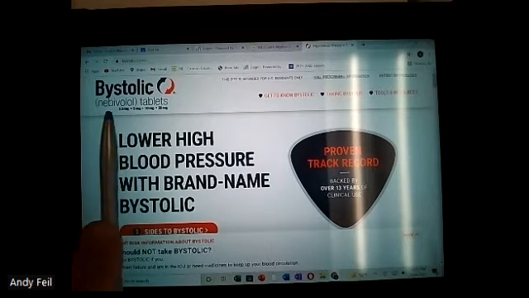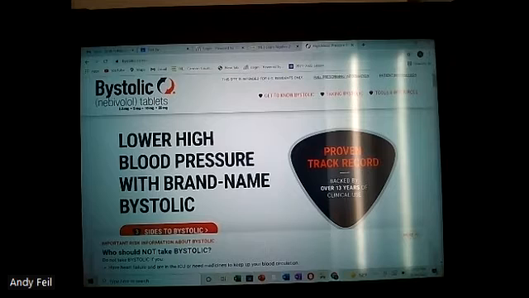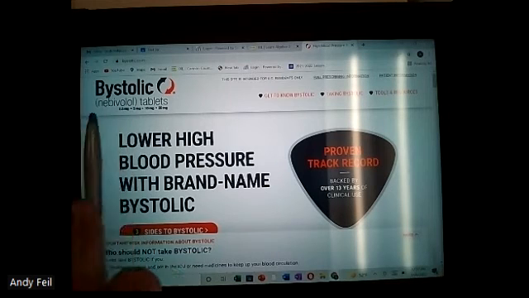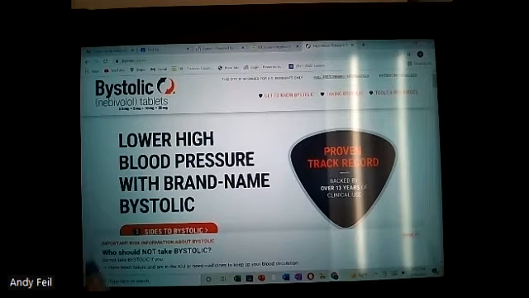By the way, it says Bystolic. Here it says Nebivolol. Do you know why it has two names? Those of you who are in health something in here, how many of you? A bunch of you. Why do drugs have two names? This is called the brand name. Bystolic is the cool name that I talk to the doctors about. But Nebivolol is what's called its scientific name.